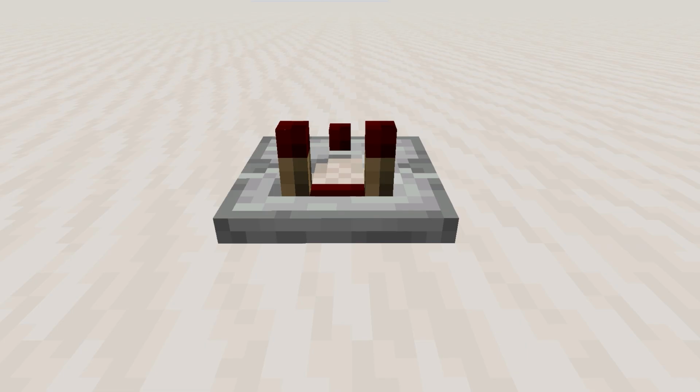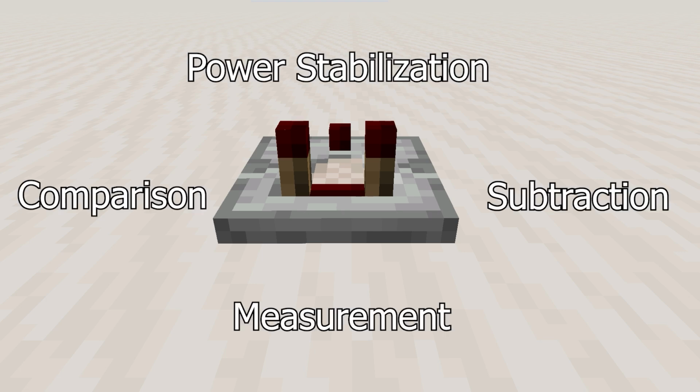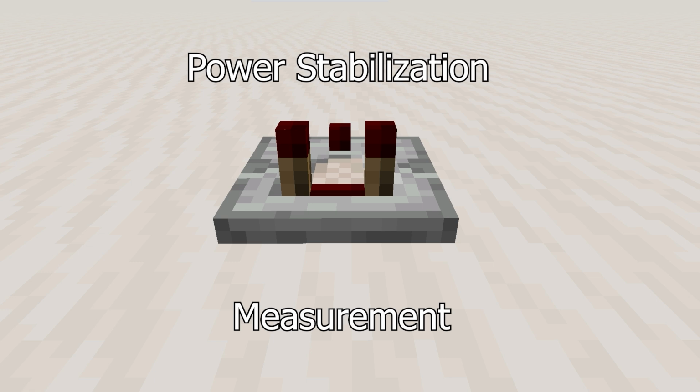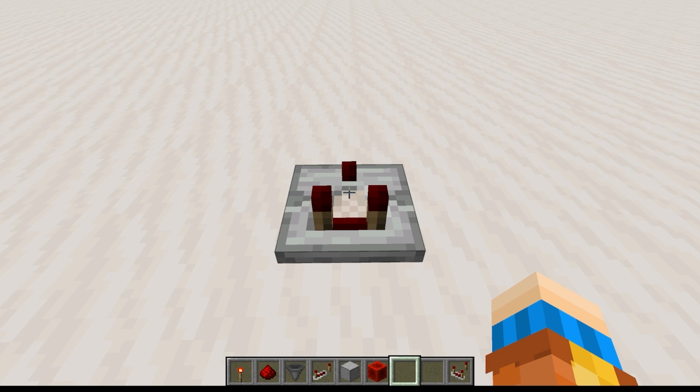Unlike the hopper from the previous episode, which pretty much just does one thing, comparators have 4 main functions: power stabilization, measurement, comparison, and subtraction. We're going to cover power stabilization and measurement in this episode, and we'll cover comparison and subtraction in the next one. To start with, looking at a comparator, it might not be immediately obvious which side it reads from, and which side it outputs to.